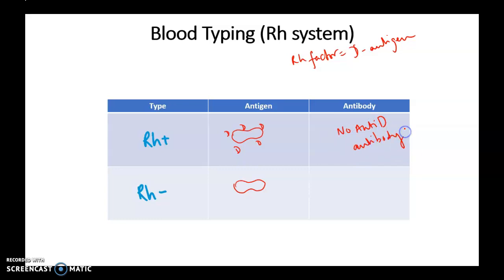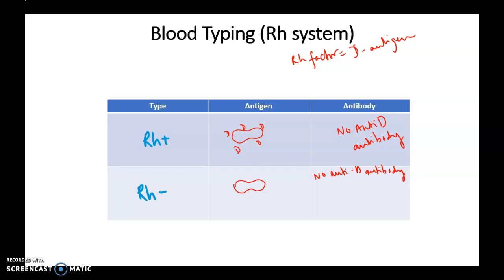A person who is Rh negative will also have no anti-D antibody. So unlike the ABO system, this is slightly different. It doesn't matter whether you are Rh positive or Rh negative. In either case, you will not have any anti-D antibody.